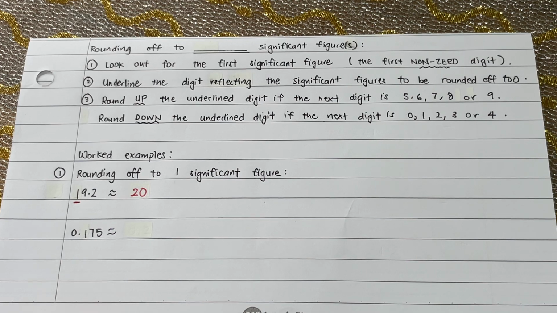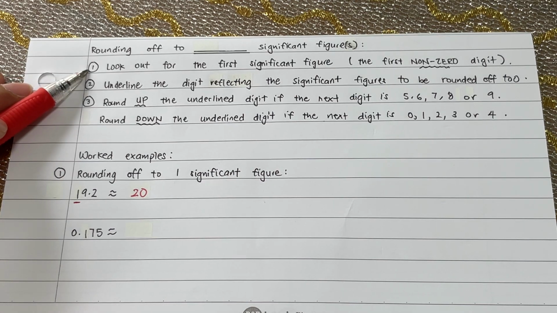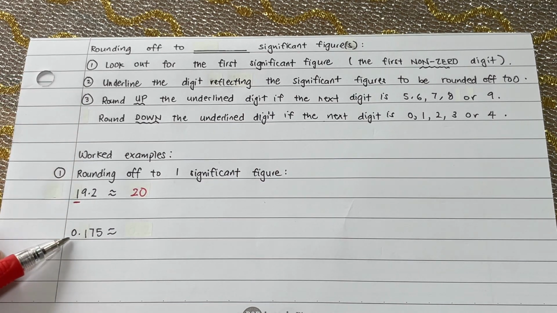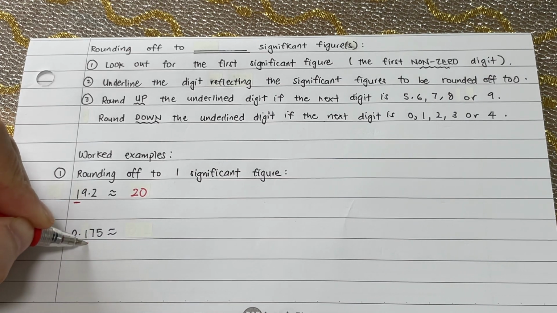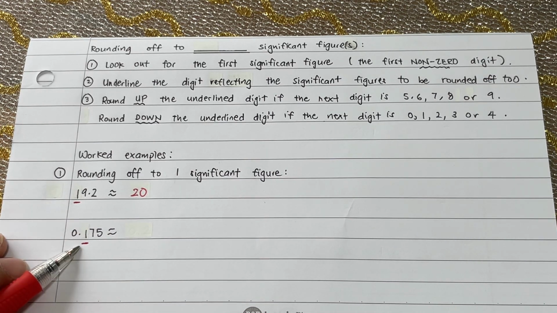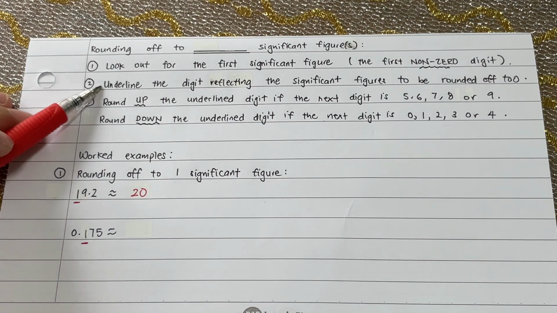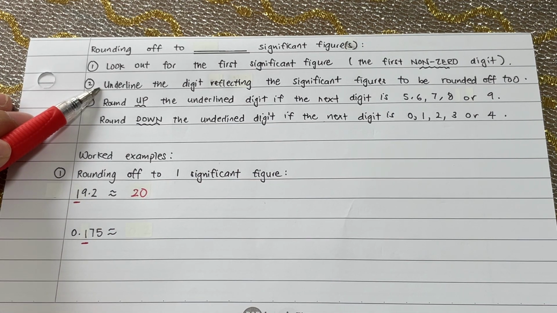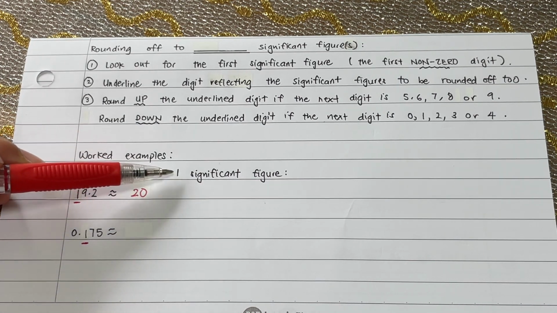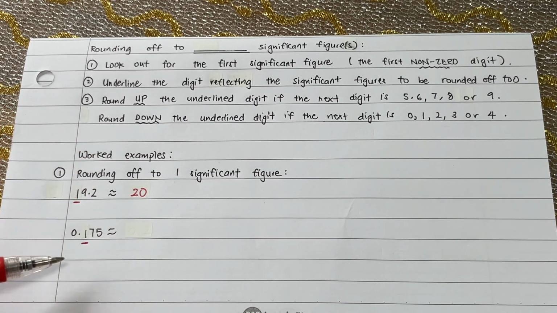Let's take a look at the next example, 0.175. So again, let's look out for the first significant figure. The first non-zero digit, you have to skip this. This is 0, this is 1. Okay. And we underline this also because it is the digit reflecting the first significant figure, one significant figure.